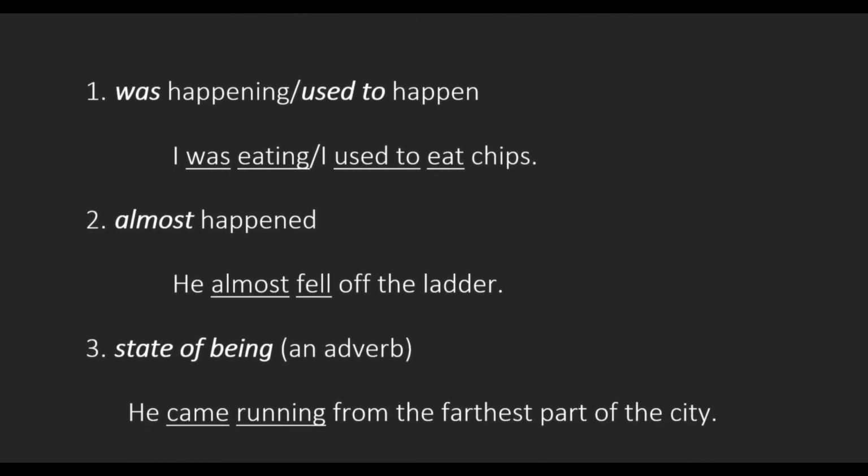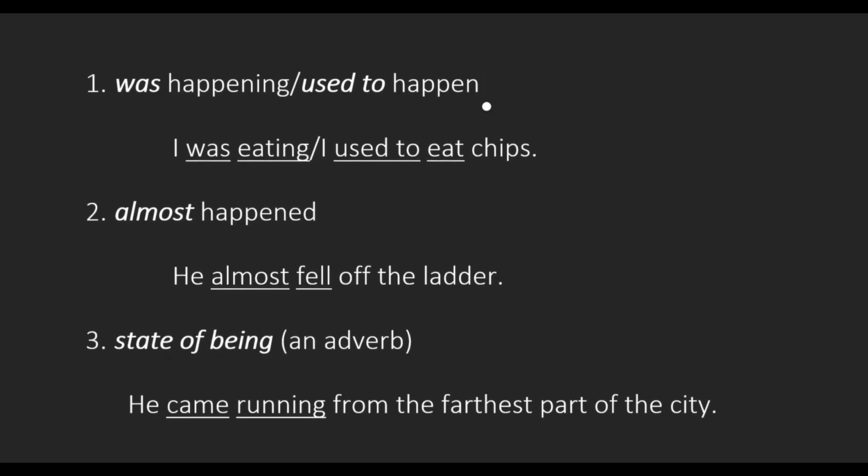The first scenario in which you can have 2 actions in the same sentence is the was doing or used to happen template. So I was eating chips, or I used to eat chips. The 2 actions would be was and eating, or used to and eat. These are 2 actions happening back to back, but you can't really separate them. It's not like each action is its own sentence.